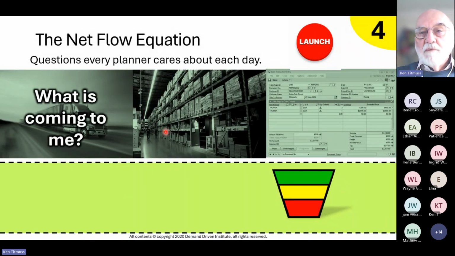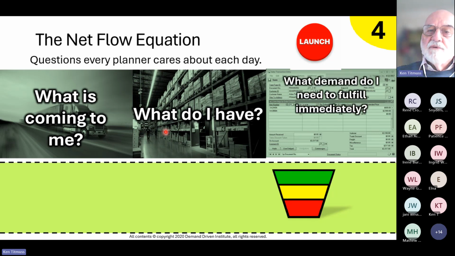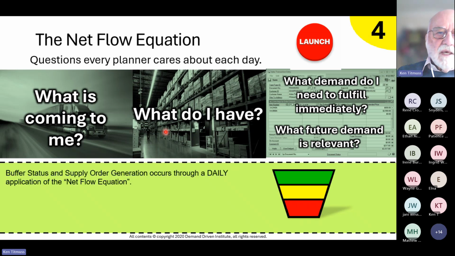If you look at any planner, what are they looking to understand every day? Well, they want to know what's coming to them. What have I actually ordered, be it from the factory or from my supplier? What do I have in the warehouse at the moment? What demand do I need to fulfill immediately? And is there any future demand that I know about that might be relevant? And so we've developed this new formula called the net flow equation. This net flow equation is calculated every day for every buffer.